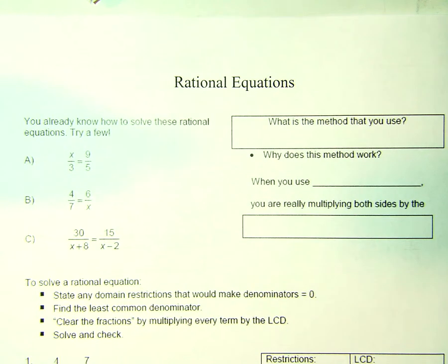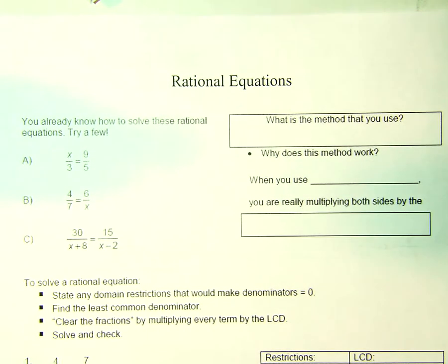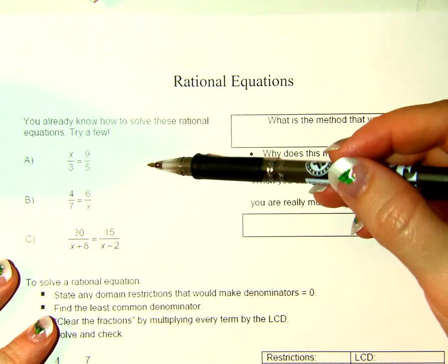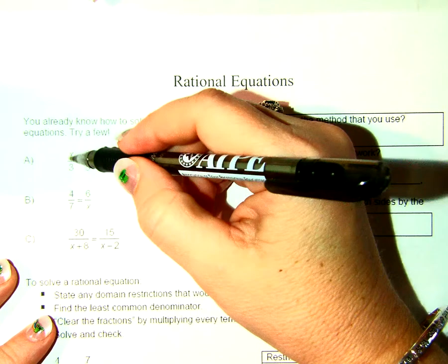So, according to this paper, you already know how to solve these rational equations, do you? How do you solve them? Oh, you cross multiply, so you do know how to solve them. So the paper's right, right? Okay. So to solve them, we cross multiply.